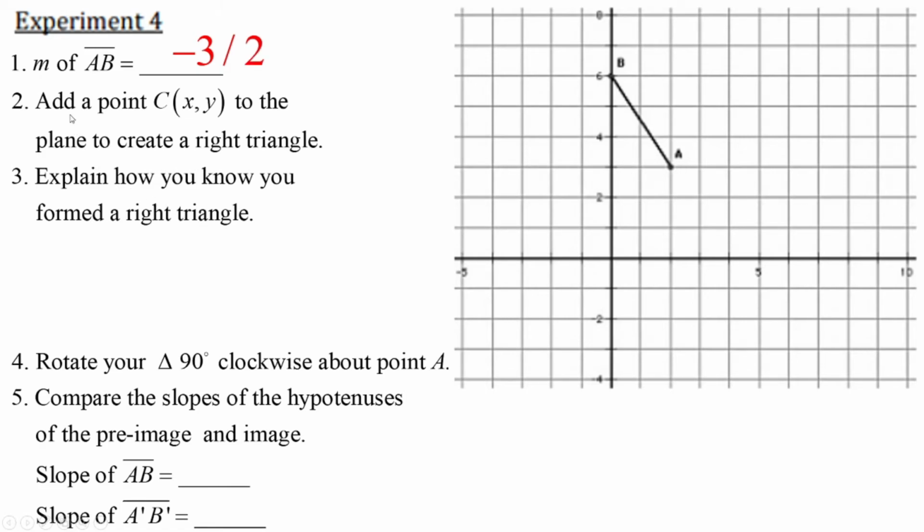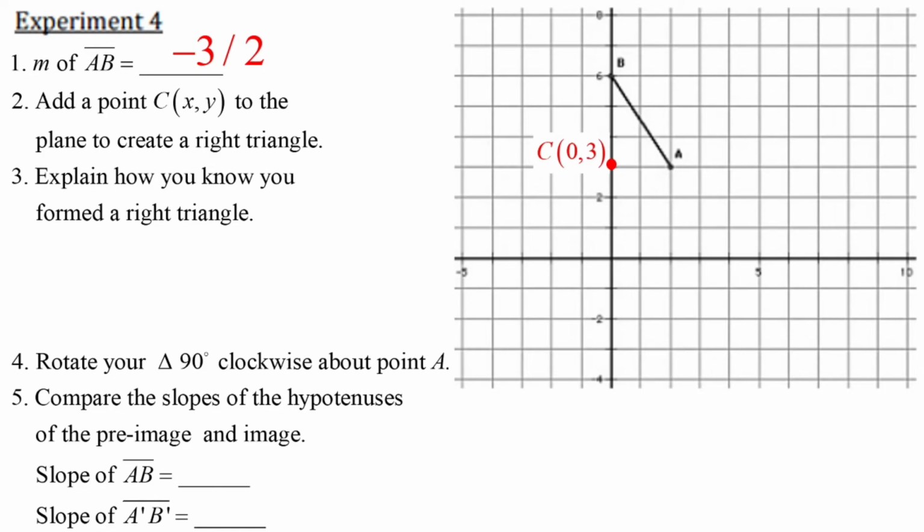Okay, so add a point C with coordinates x, y to the plane to create a right triangle. So I think I'm going to put my C right there. Okay, and what are the coordinates? Well, the x coordinate of that point is 0, and the y coordinate is 1, 2, 3. So, there's our point C of x, y, and the coordinates of C are x is 0 and y is 3.